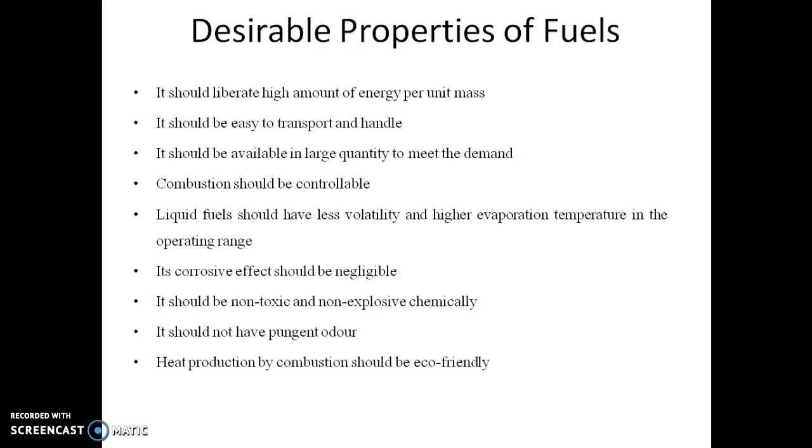So it should liberate a high amount of heat energy per unit mass. It should be easy to transport and handle. It should be available in large quantity to meet the demand. The combustion should be controllable. Liquid fuel should have less volatility and higher evaporation temperature in operating ranges. Its corrosive effect should be negligible. It should be non-toxic and non-explosive chemically. Heat production by combustion should be eco-friendly.